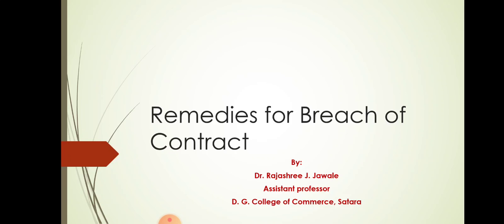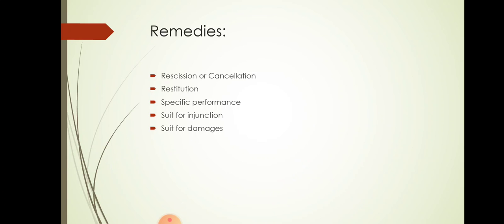So all these remedies are essential on the breach of contract. First is rescission or cancellation, second is restitution, third is specific performance, fourth is suit for injunction, fifth is suit for damages. Damages is nothing but the compensation. So let us discuss these remedies in detail.